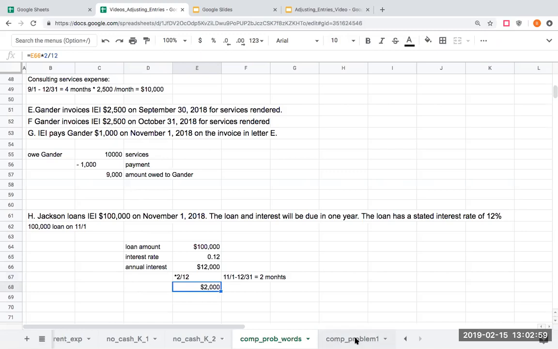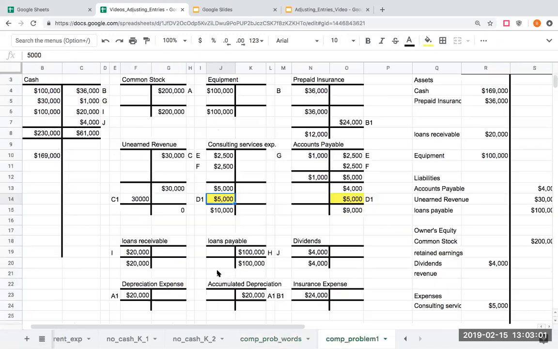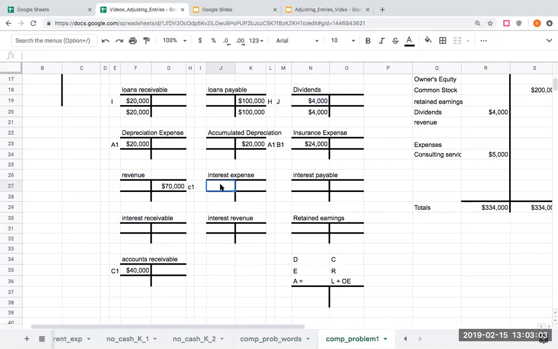When I borrow money, my journal entry is always going to be the same. I am debiting interest expense, and then I am crediting interest payable. Okay. So that was letter H.